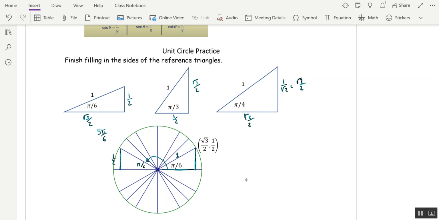It's root 3 over 2, but we're in quadrant 2. So this is negative root 3 over 2. So I know the coordinates here are negative root 3 over 2, comma, 1/2. So I can use some symmetry, and I don't have to memorize all these coordinates. I can just use logic as I'm going around the unit circle.